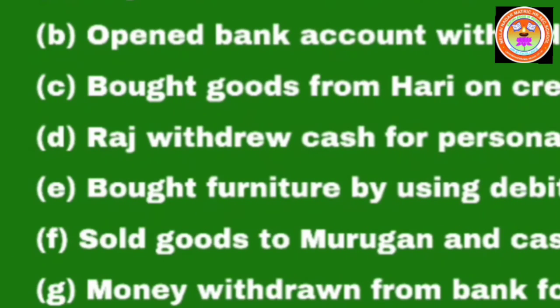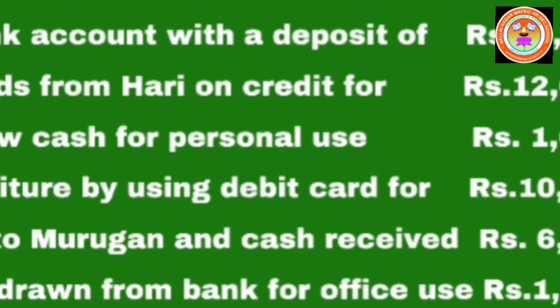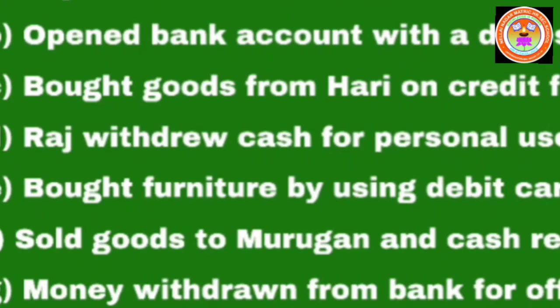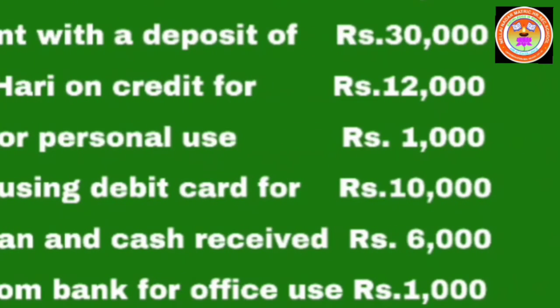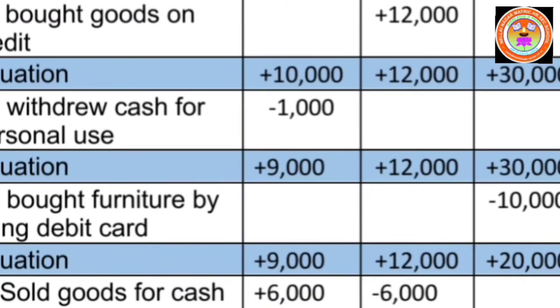Next transaction. Sold goods to Murugan and cash received rupees 6,000. Here the proprietor sells goods to one of his customers. His name is Murugan, and he paid cash. So it is cash sales. Write the transaction under the transaction column: sold goods for cash. Here Raj receives cash for that sale.